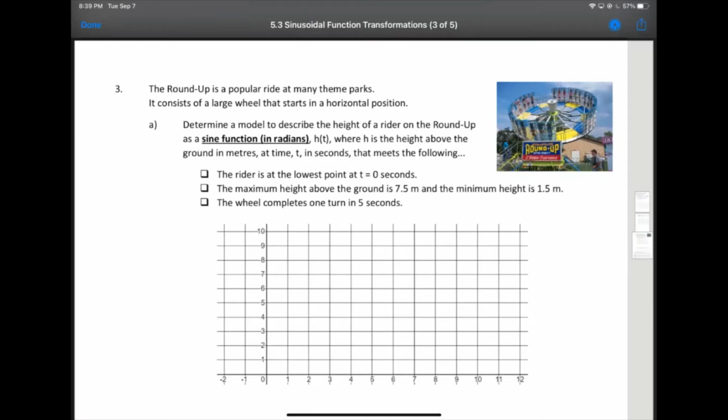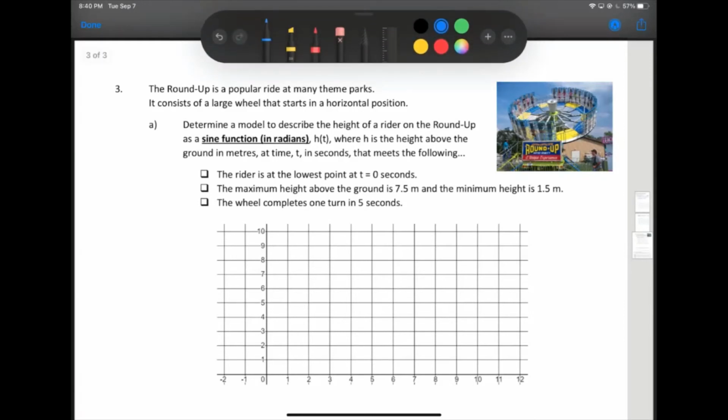So here's what we want to do. We want to model how high somebody is above the ground at various times when they're on this ride. So let's go with what we know, or what we're required to understand for our function, because when we're modeling, we need to understand what the function has to do, and usually picking a few points makes it easier to do. So first thing is we want to use a sine function, not a cosine function.